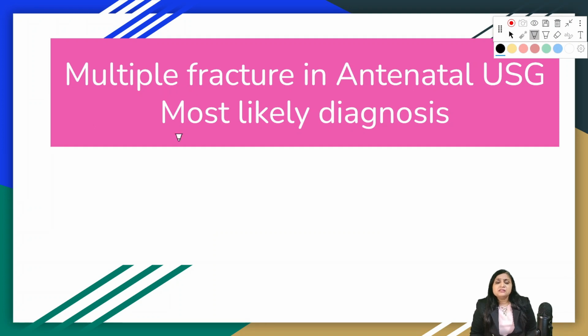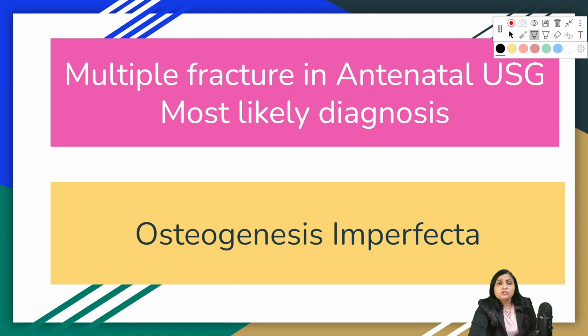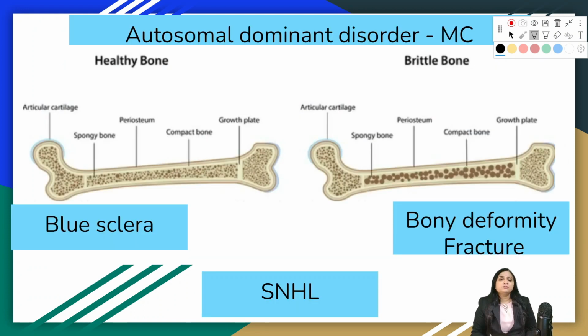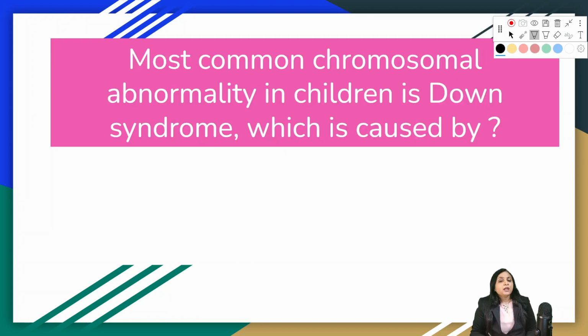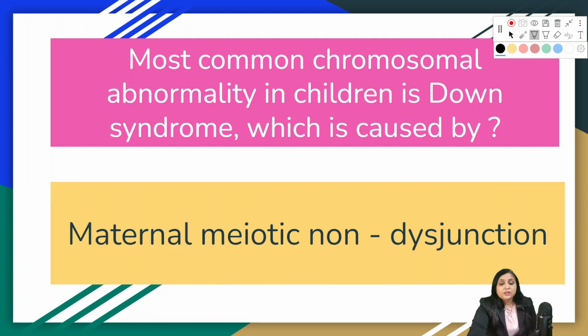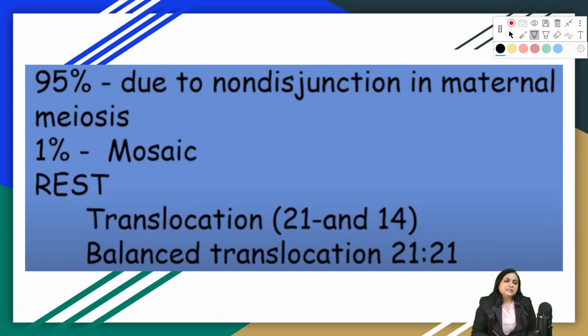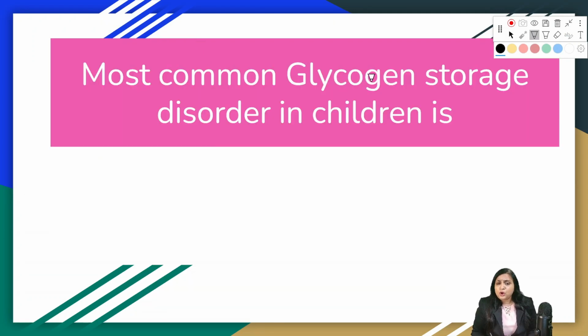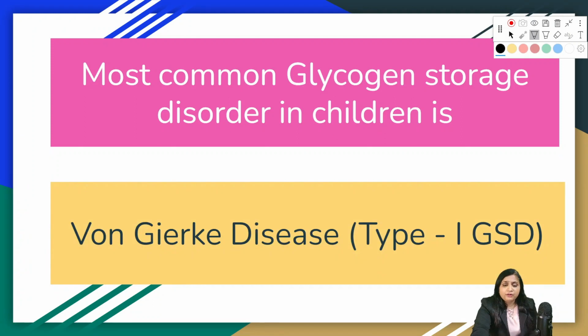Multiple fracture in antenatal USG, most likely diagnosis is osteogenesis imperfecta. It is also called brittle bone disease. The most common is autosomal dominant disorder. There is a triad of blue sclera, sensorineural hearing loss, and fractures which can lead to bone deformities. Most common chromosomal abnormality in children is Down syndrome, which is caused by maternal meiotic non-disjunction. In 95% it is non-disjunction in maternal meiosis, 1% could be mosaic, rest could be translocation 21 and 14 and balanced translocation 21 by 21.